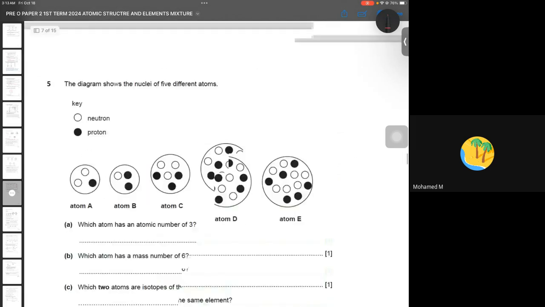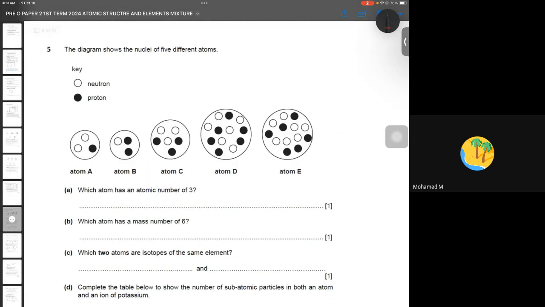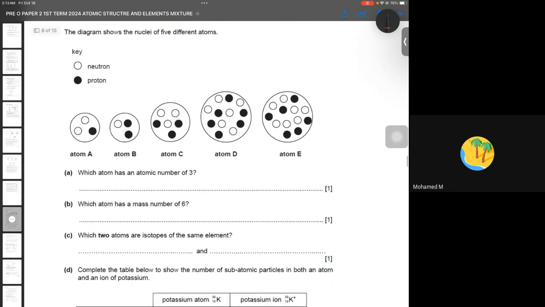Now see this. Which atom has an atomic number of 3? It would be C. C means that the proton number is 3. Yes, good. This is C.